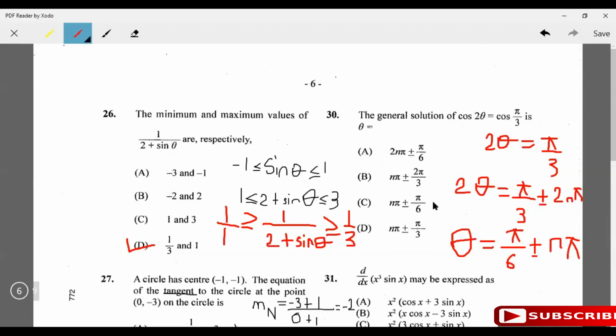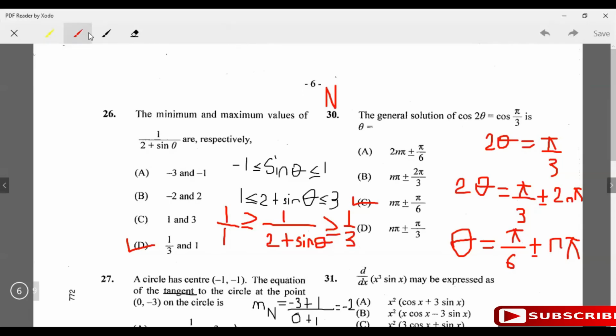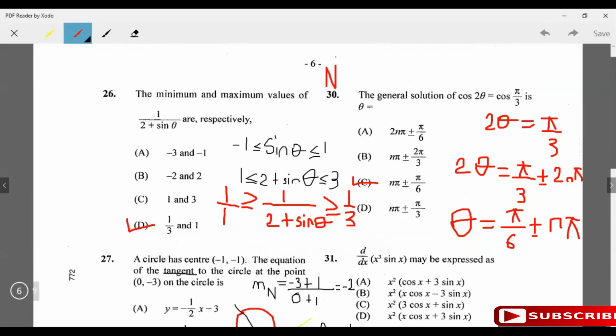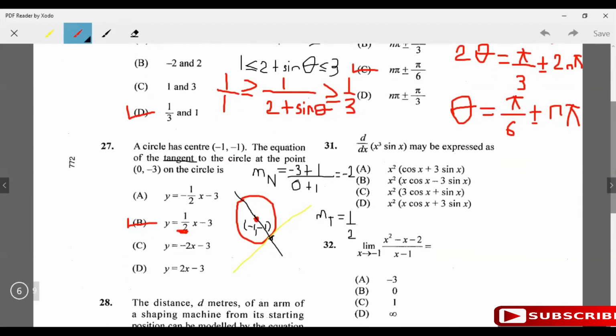So that's pi by 6 plus n pi. That looks like option C. So this is also a new question. It's a brand new question. Easy, soft. See how many new questions already? They're killing us with new questions this paper, but luckily for us, it was not 2020, it was 2019. All right, so that's question 30.